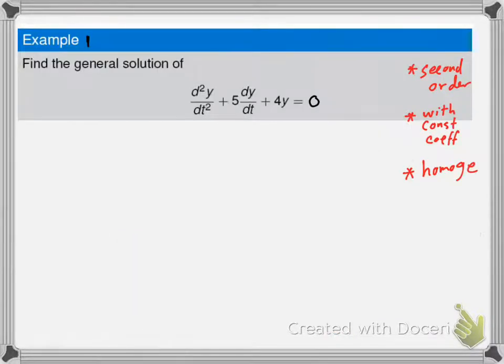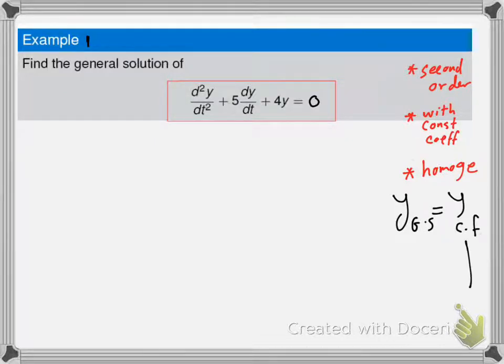Now I will try to solve this second order differential equation. We consider it second order because we have the second derivative. It is a differential equation with constant coefficients, where the coefficients here are just 5 and 4, just numbers. The right hand side equals 0, which means this is a homogeneous equation. Because it's homogeneous, the general solution of that equation equals YCF. Now I will try to find the value of this YCF.